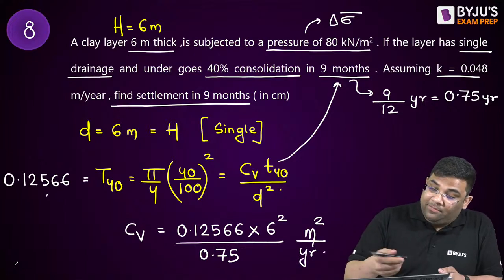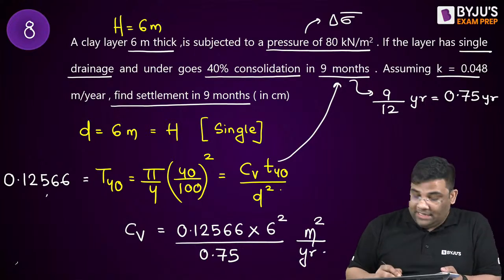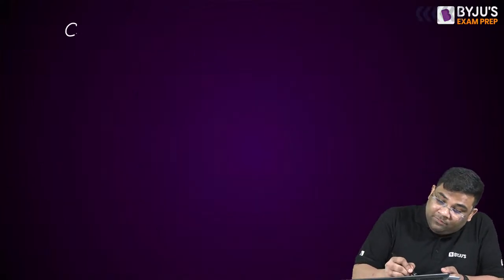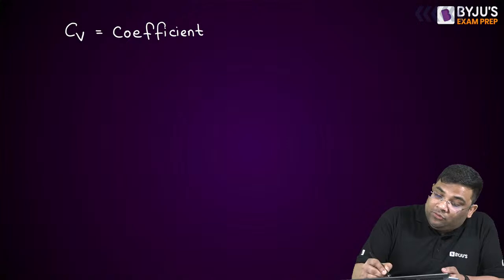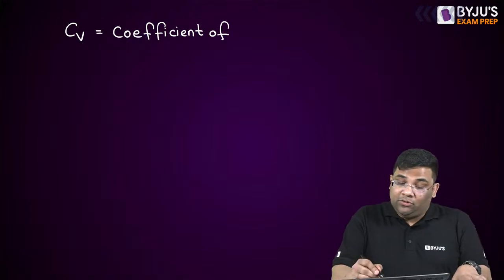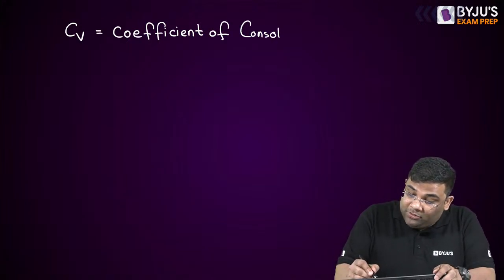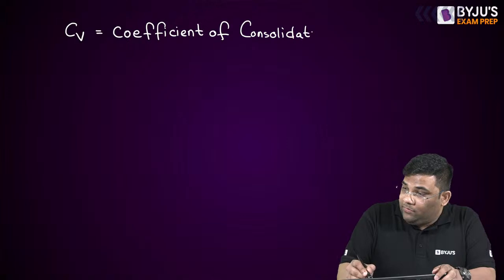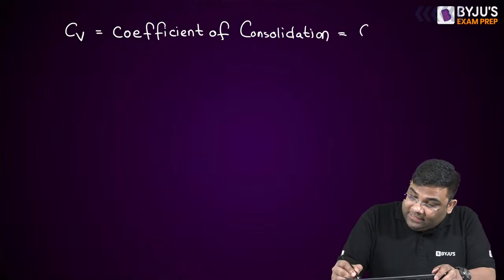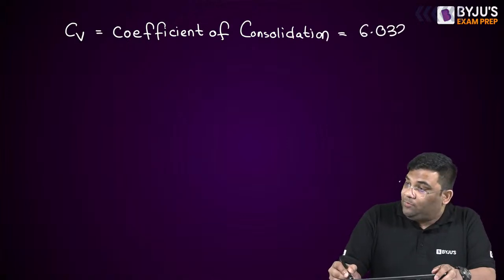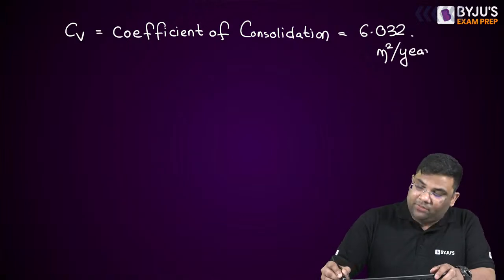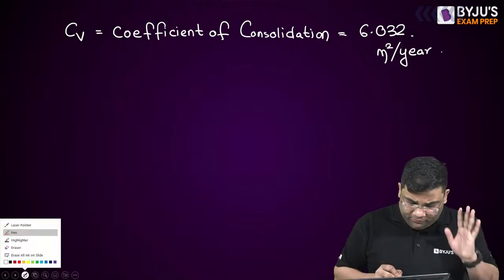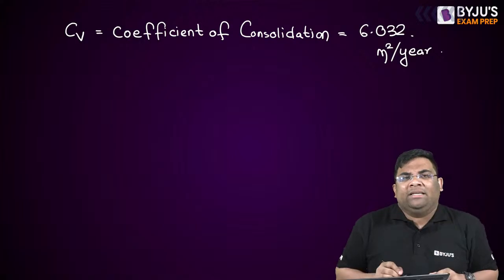So, how much is CV? Tell me. By the way, what is CV? It is the coefficient of consolidation, right? So, CV is your coefficient of consolidation. How much did you get? We are getting something around 6.032 meter square per year. This is your CV. Very good, very nice. We got a nice, beautiful CV. What will we do with this CV?